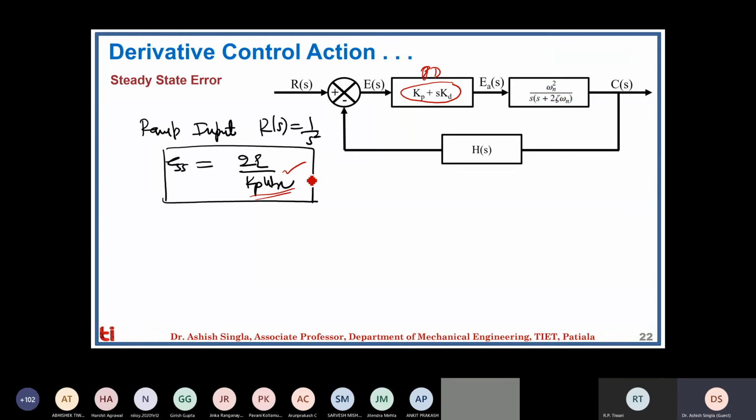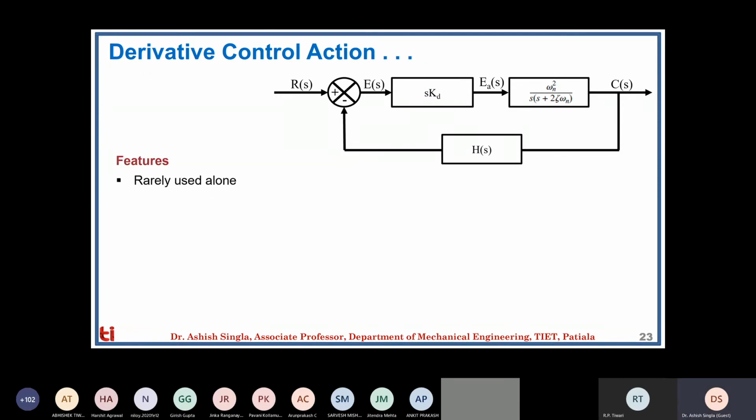So what is the meaning? The kd term is not there in the steady state error. What does that mean? That the derivative control action has no bearing on the steady state error. So if we keep on increasing or reducing the derivative gain, it's not going to affect the steady state error.